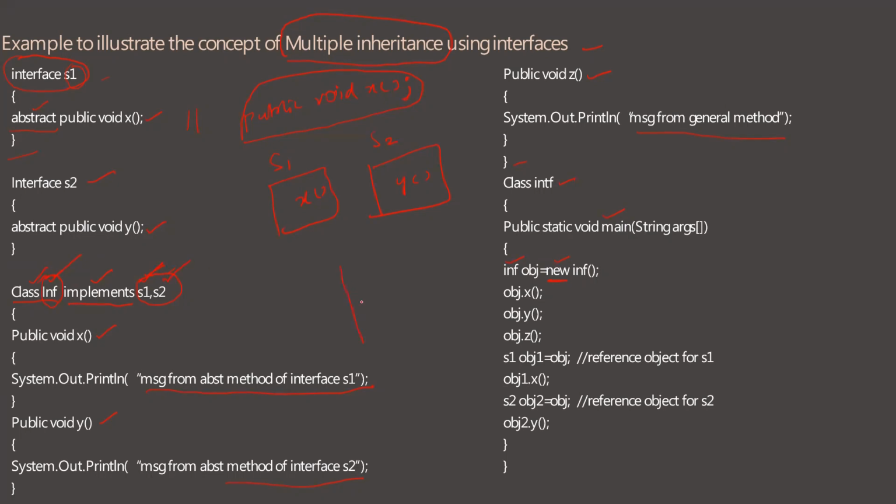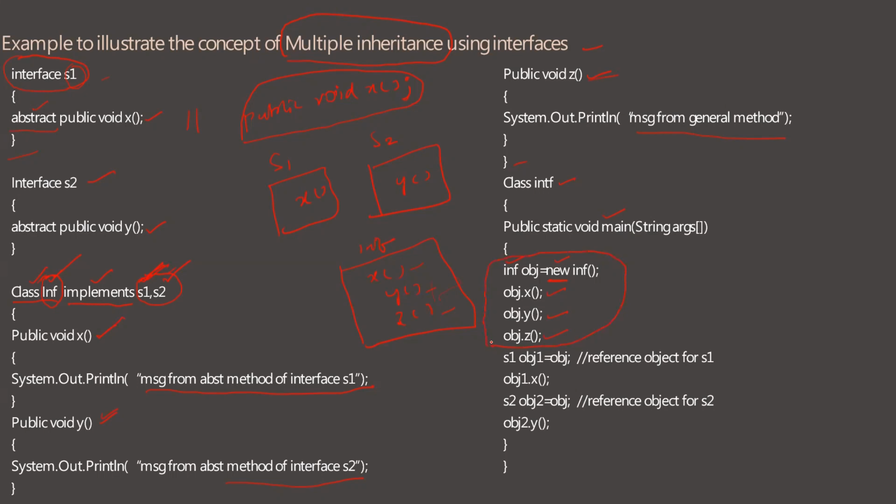So I'm going to write here INF. In this INF, we have the x method from S1 as it is implementing S1, and we have the y method. Okay. And also we have this z method declared. So all these three methods are present in this. Is that point clear? Now, as three methods are present in this, I can call these three methods with the help of the object. So I can say obj.x, obj.y, obj.z. This is enough actually, right?